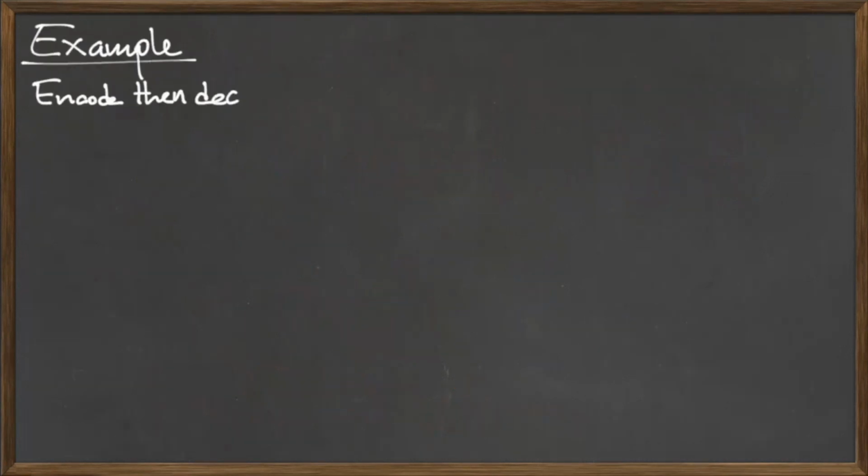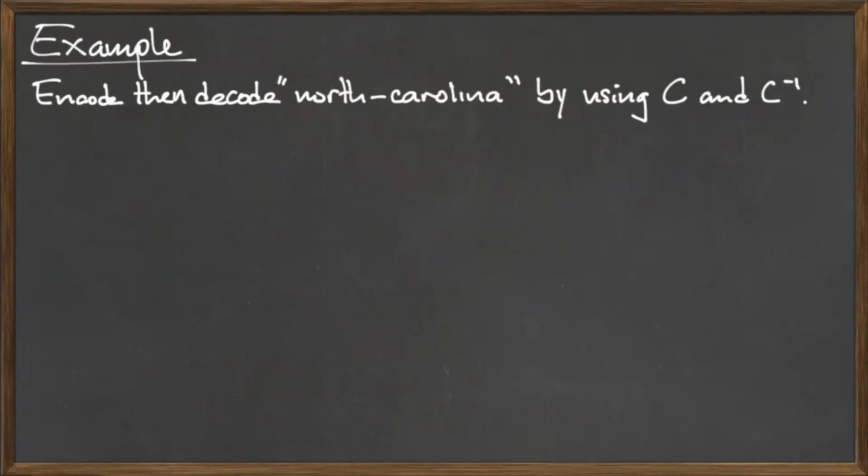Let's do an example to illustrate how this encoding and decoding process works. Let's use the function C to encode the phrase North Carolina into numbers, and then use the function C inverse to decode these numbers back into their original characters. If this is done correctly, we should recover the original phrase after decoding. Remember that the input into the encoding function C is a single element, not an entire phrase. So we will have to encode each character in the phrase North Carolina separately.